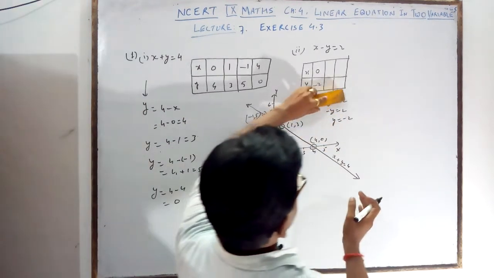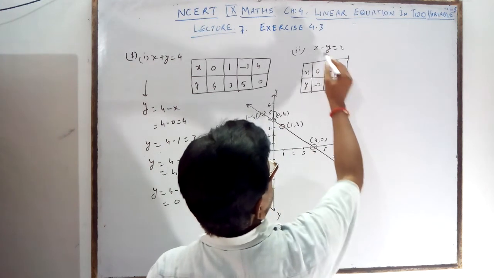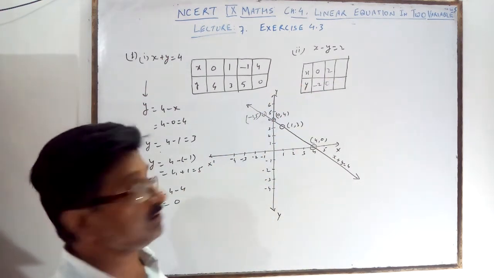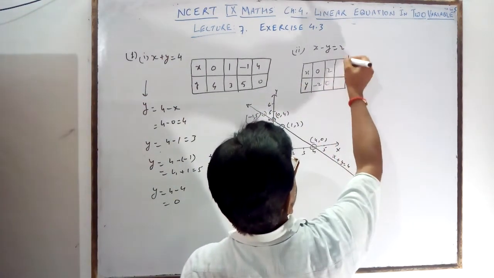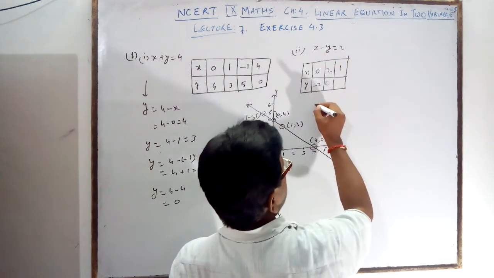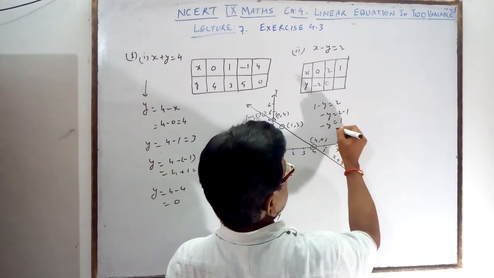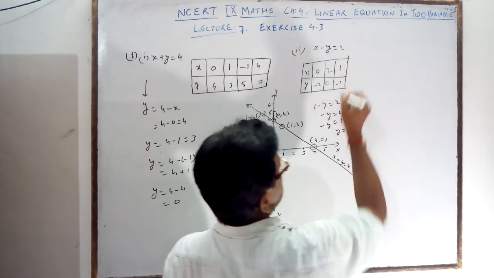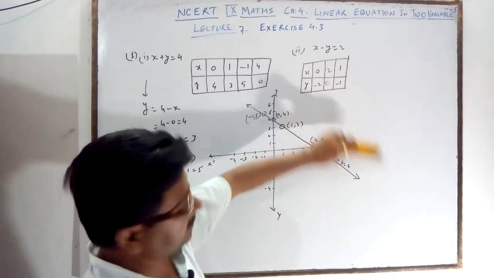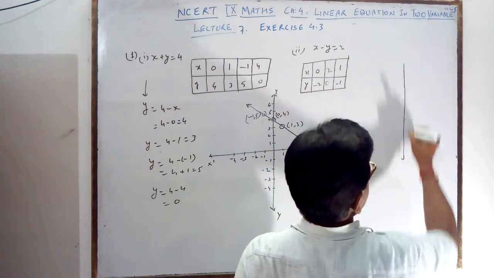And for the next one, suppose you take x = 2, then 2 - 2 = 0. So x = 2, y = 0. And x = 1: 1 - y = 2, so -y = 1, and y = -1. You are getting 3 solutions. Easily you are getting 3. Three is sufficient to draw the graph.